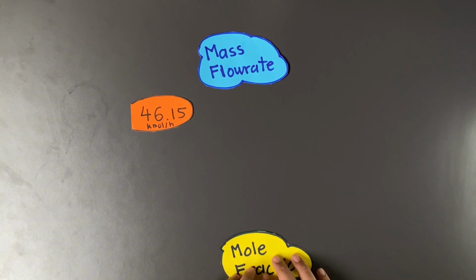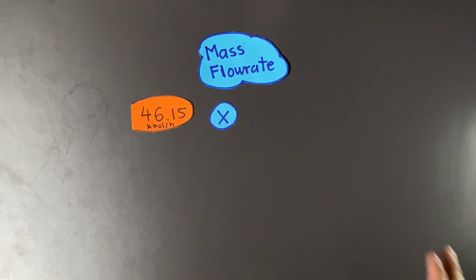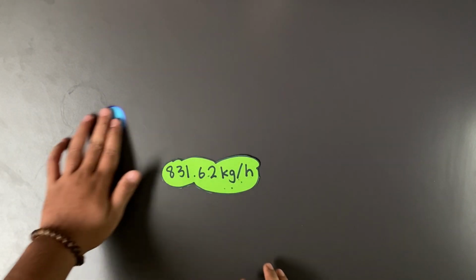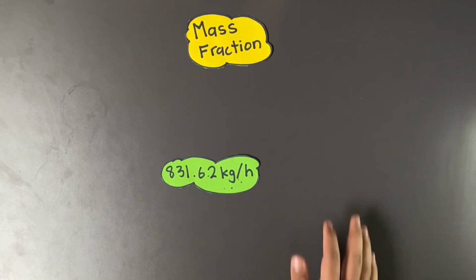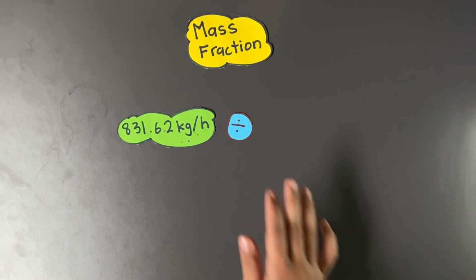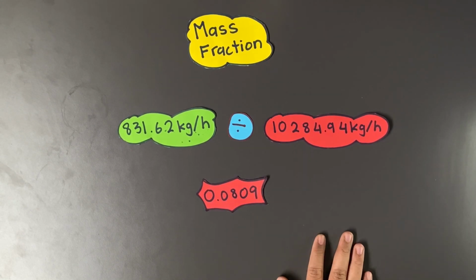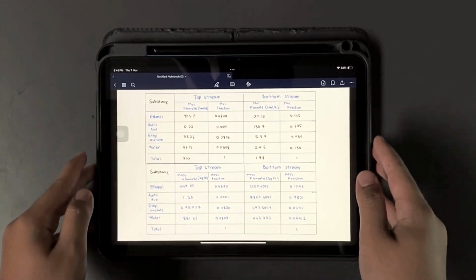Next, we need to find the mass flow rate. We need to multiply the mole flow rate with the molecular weight of water. After calculating, we get 831.62 kg per hour. Lastly, we need to find the mass fraction. For the mass fraction, we need to take the mass flow rate divided by the total mass flow rate of the top stream. So we will get 0.0809. And repeat the same step for the other components. Voila!